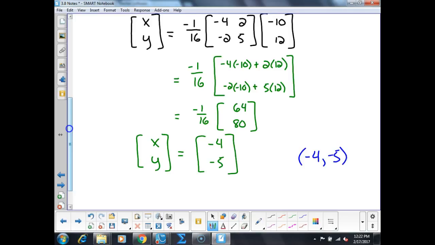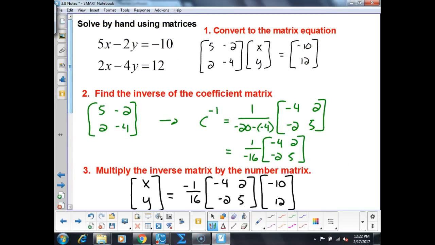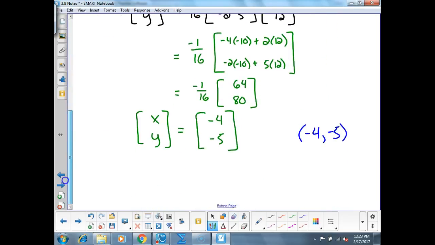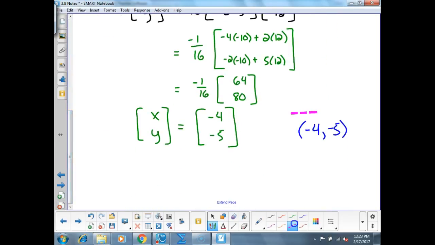What should I now do with that? Check it way back up here. Okay? So if x is negative 4, I get negative 20. If y is negative 5, I get positive 10. Negative 20 plus 10 is negative 10. If x is negative 4, I get negative 8. If y is negative 5, I get positive 20. Negative 8 plus 20 is 12. It checks out. So this is my answer.